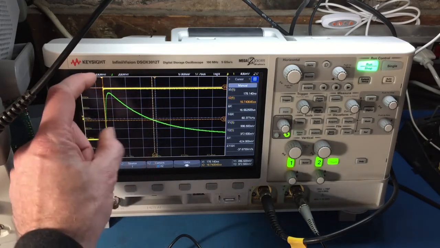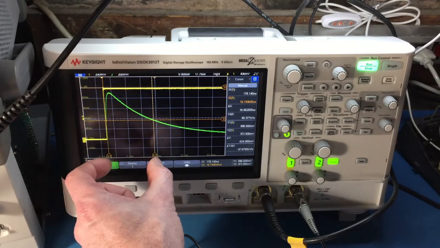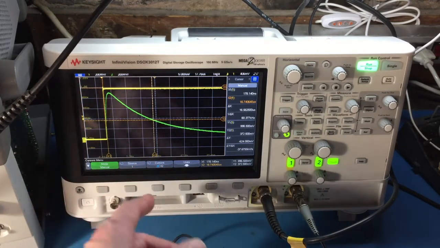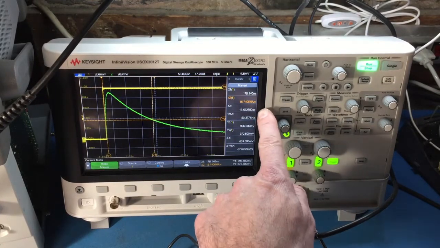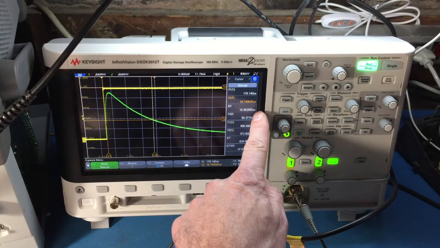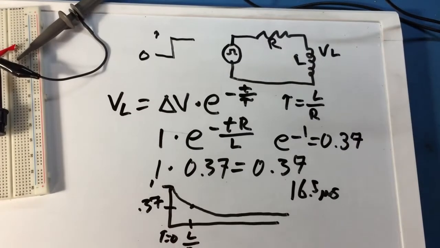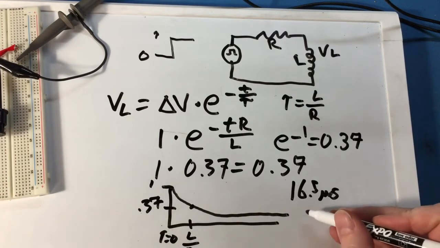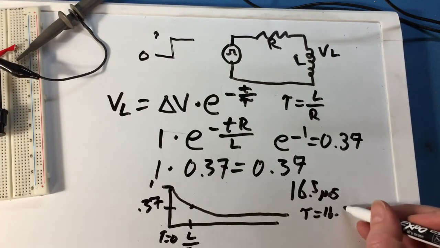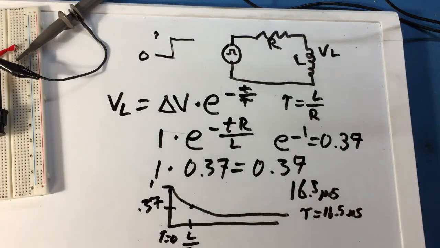So we measured the decay of the voltage, and now the time it took to get to that decay, which is 37%, or one time constant. So if we look at the delta x, it says that we're at 16.5 microseconds. And now, if I know either the inductor value or the resistor value, I could calculate the other one. But for now, we know that tau equals 16.5 microseconds, and we could figure out the value of the resistor or the inductor. We couldn't figure out both of them if they're unknown, but if we knew one, we could figure it out.